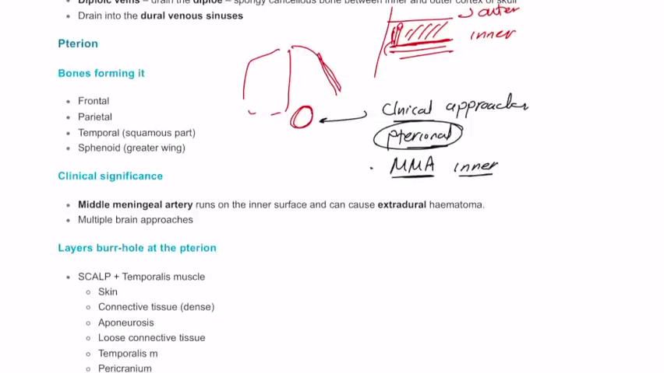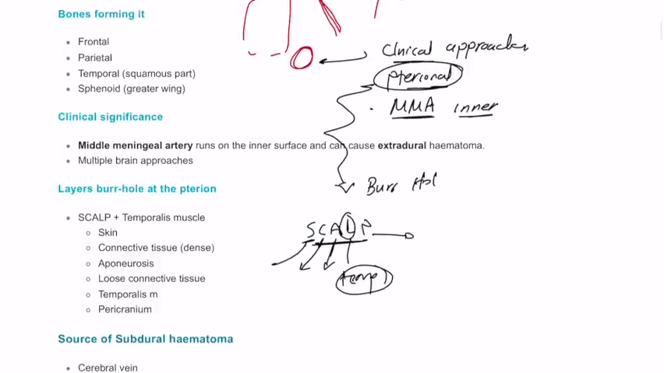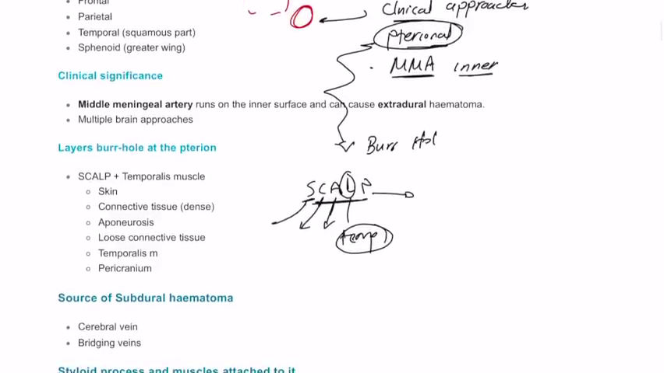If you do a pterional approach, or any burr hole over the pterion area, it will pass through certain structures, starting with all the scalp layers. But notice that on this side we have the temporalis muscle as well. So instead of loose connective tissue, we're going to replace this with temporalis muscle, and you have the skin, connective tissue, the aponeurosis, and the pericranium, and then the temporalis muscle and its sheath as well. The source of subdural hematoma usually is the bridging veins.